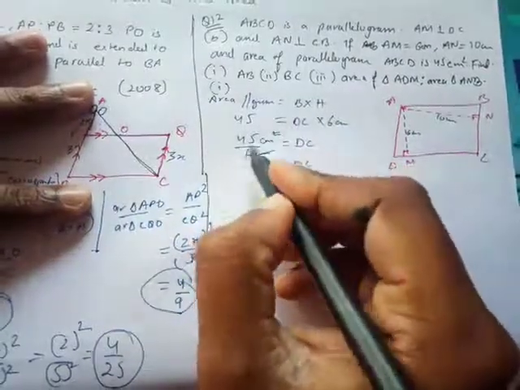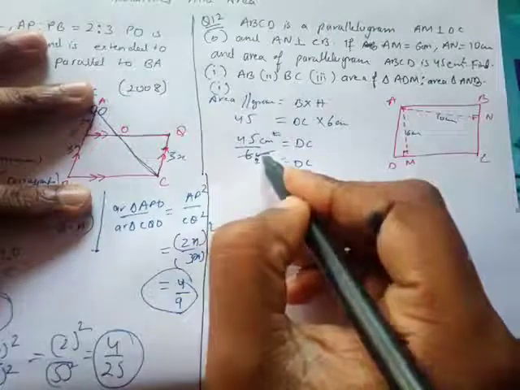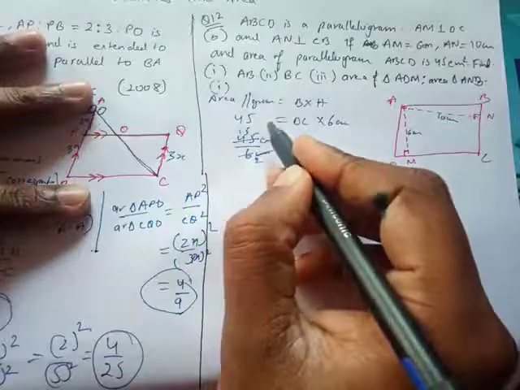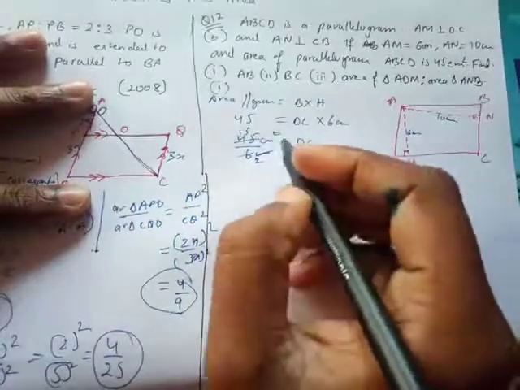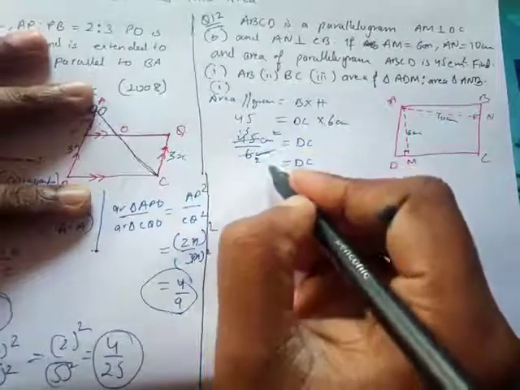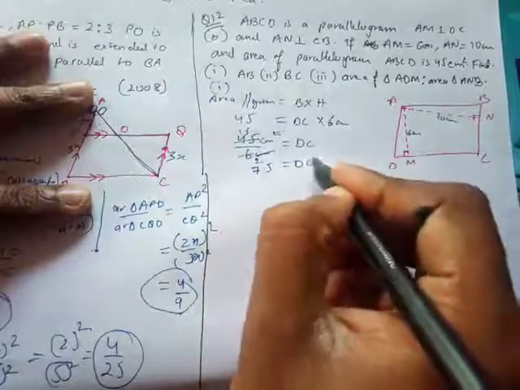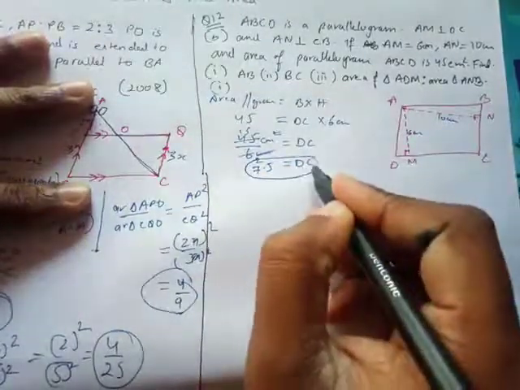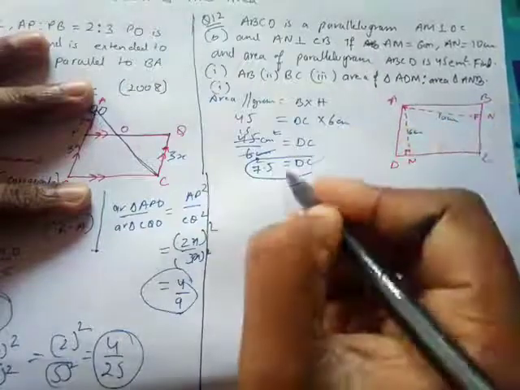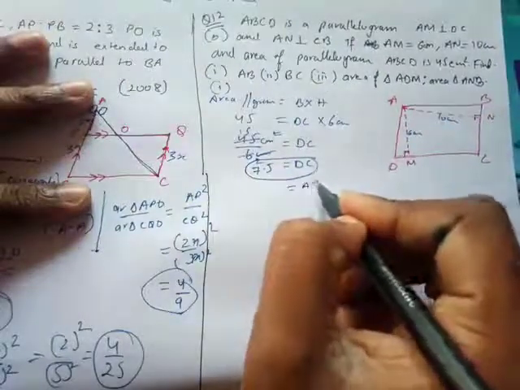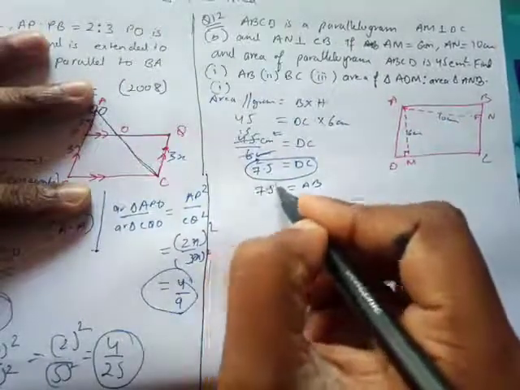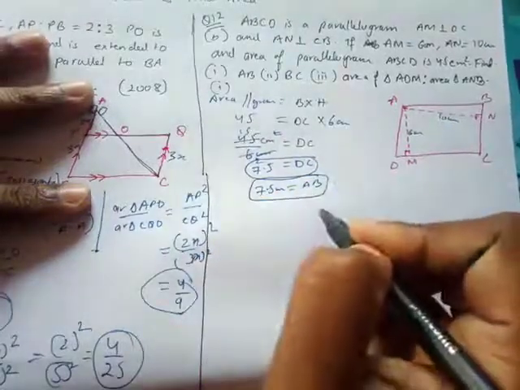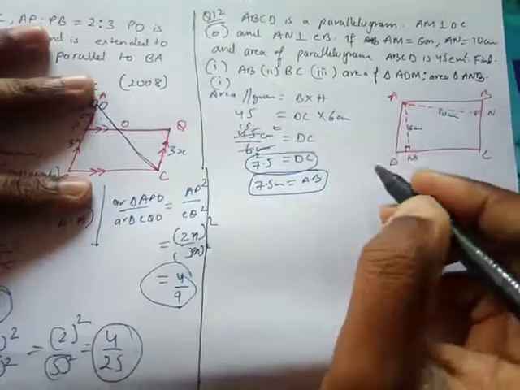So what is DC? I'll get 3 2s are 6 and 3 1s are 3, 5 15. So 15 over 2, and that's going to be 7.5. So DC is 7.5. But you know it's a parallelogram. If DC is 7.5, then AB will also be 7.5 centimeter. So I had to find AB, and I got it.